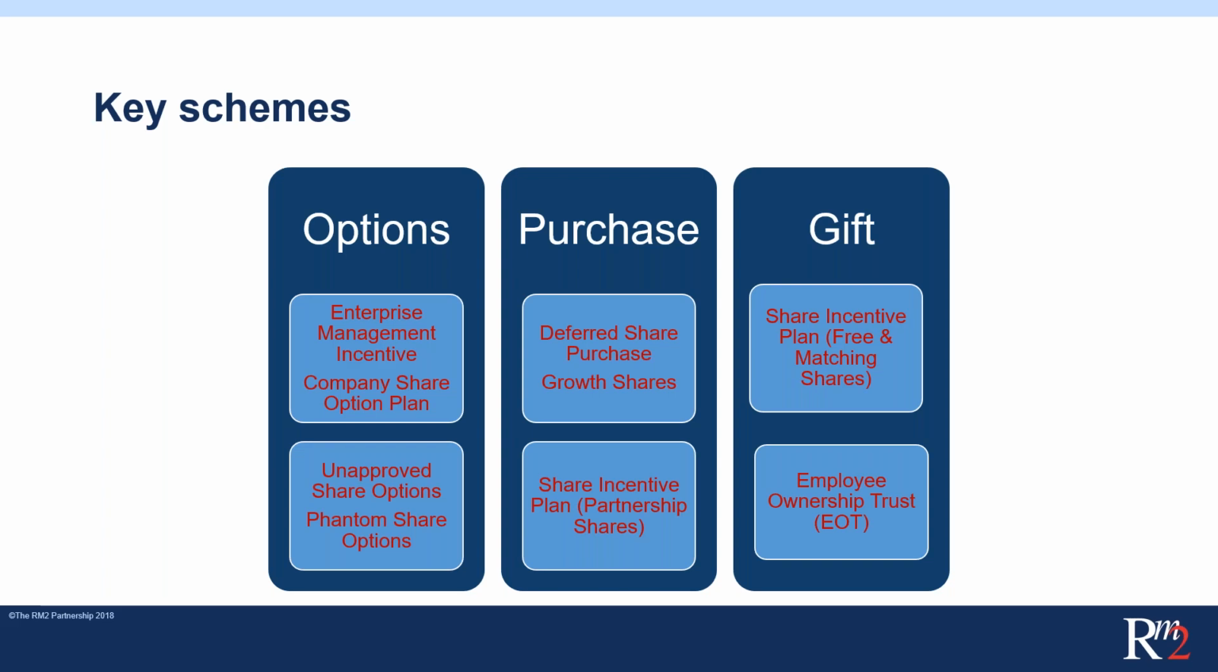But taking that into account, the default tax treatment for EMI is that there's no tax on exercise of the option, and when the shares are eventually sold, all gains are subject to capital gains tax rather than income tax and potential national insurance contributions. Also, participants should benefit from entrepreneurs' relief, which provides an ultimate tax rate of only 10%.